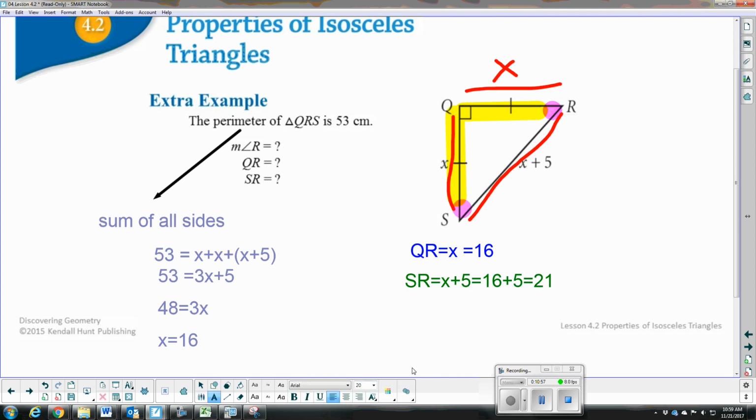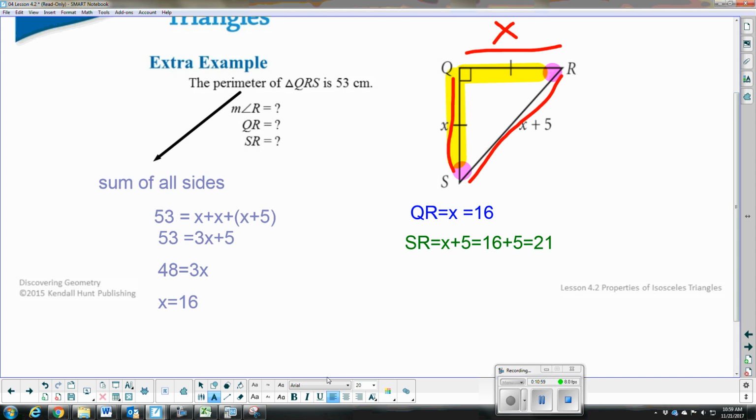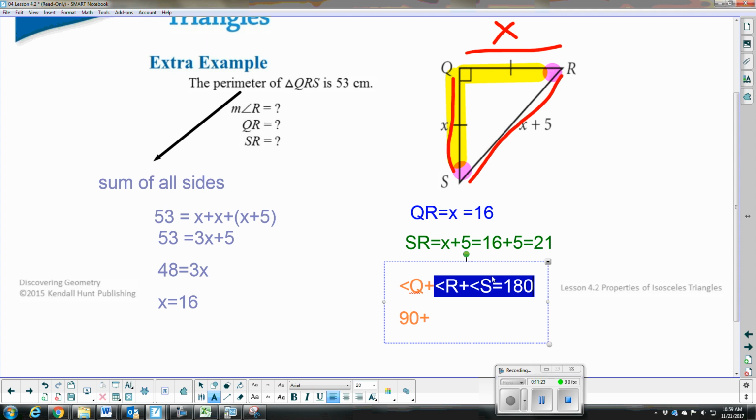So the total sum of the triangle has to add up to 180 degrees. So angle Q plus angle R plus angle S equals 180 degrees. We know that angle Q is 90. So 90 plus angle R plus angle S is 180.